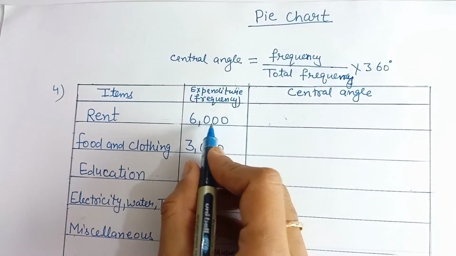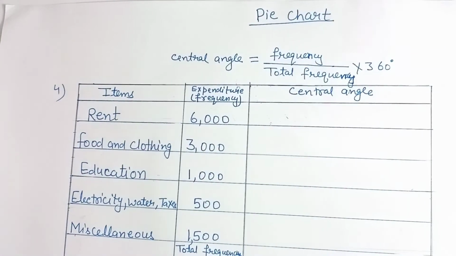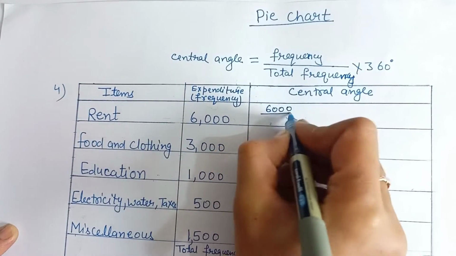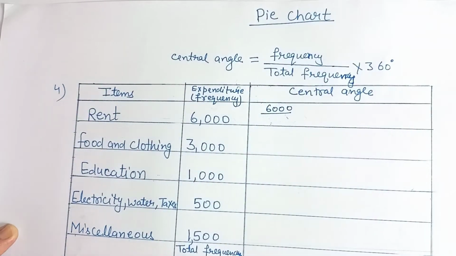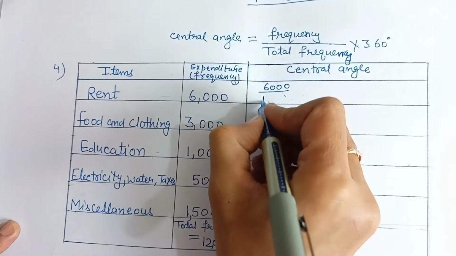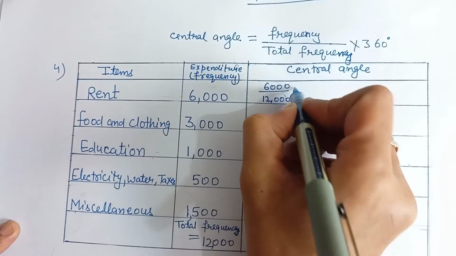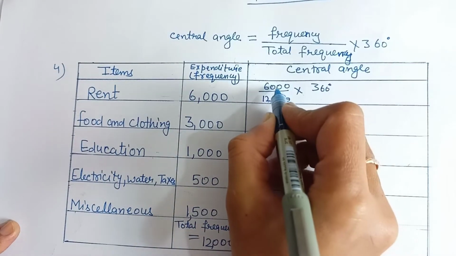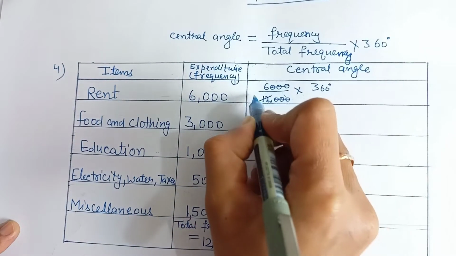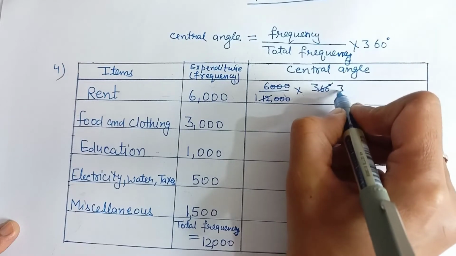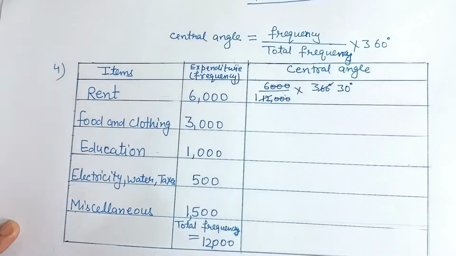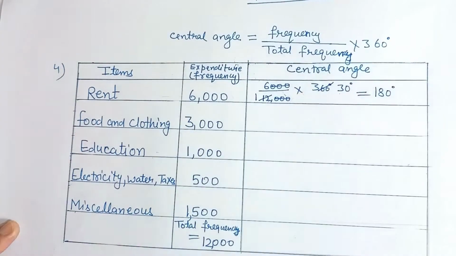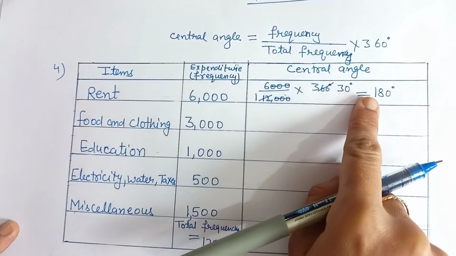So here frequency is what? 6,000. Here frequency is 6,000 divided by total frequency, that is 12,000. 6,000 over 12,000 multiplied by 360 degree. So 30 cancelled with 30. Now 12 ones are 12, 12 threes are 36 and 10 is 30 degree. 30 multiplied by 6 is 180 degree. So central angle for rent is 180 degree.